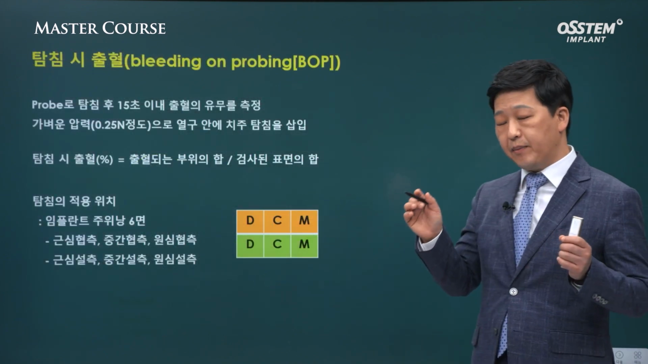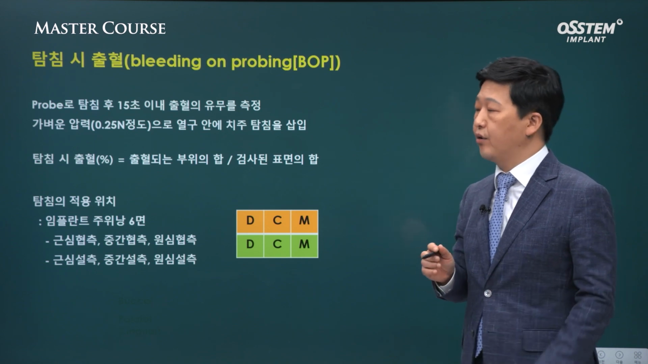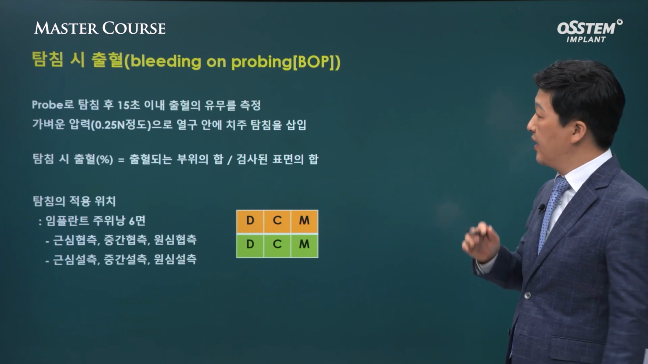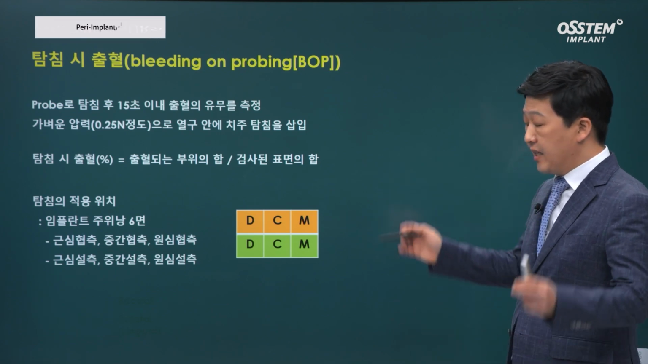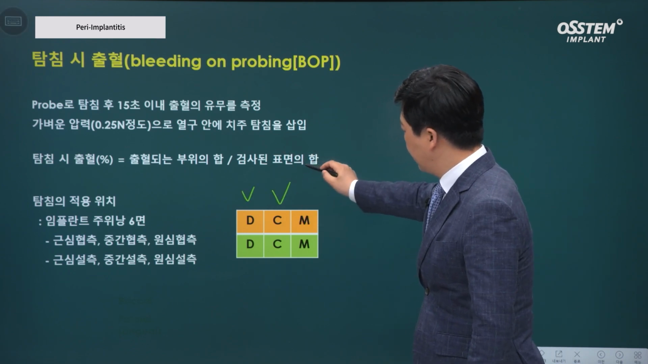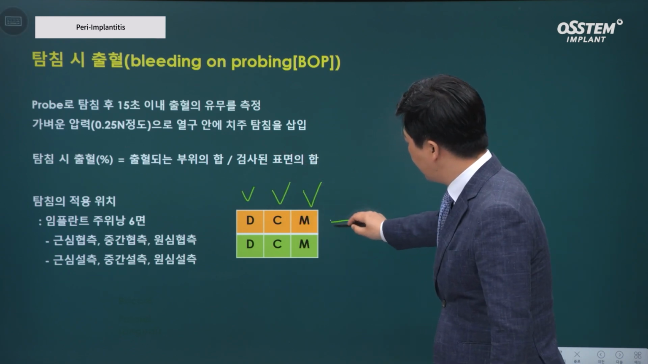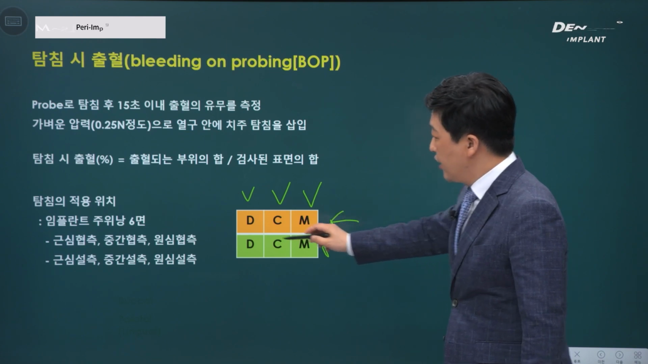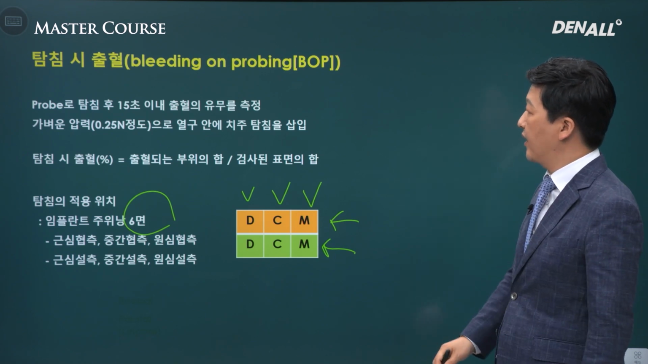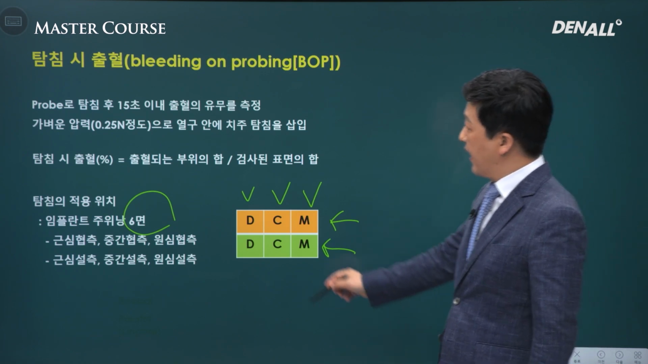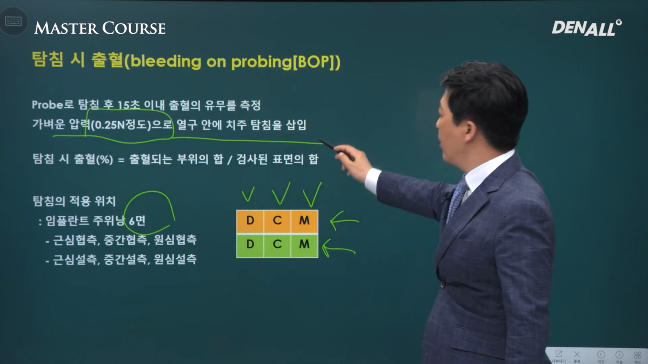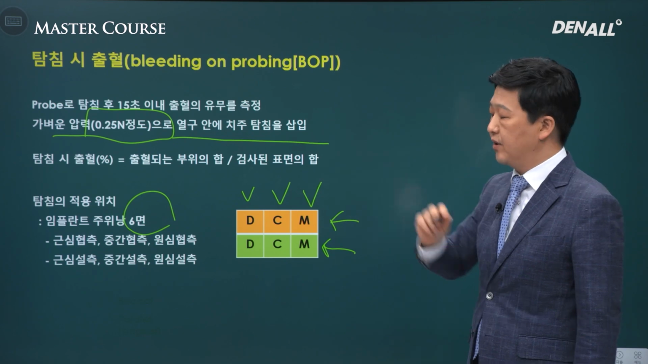Next, upon probing, if there is irregular bleeding, we can diagnose it as peri-implantitis. Whether or not bleeding occurs is evaluated by probing the mesial side of the crown and then center, distal, buccal, and lingual side. Six aspects are reviewed. If possible, you need to apply light pressure. When you probe the sulcus, you need to apply light force.